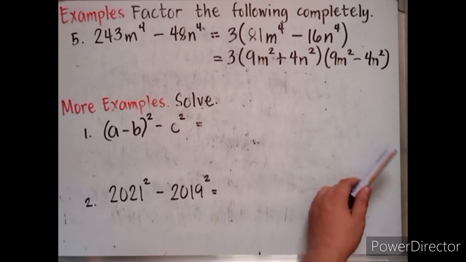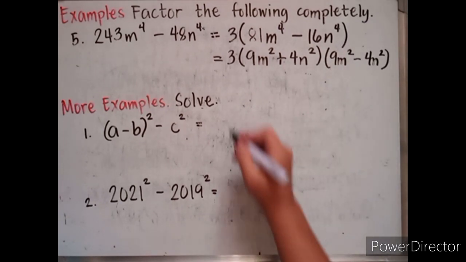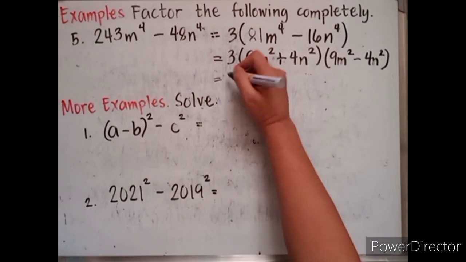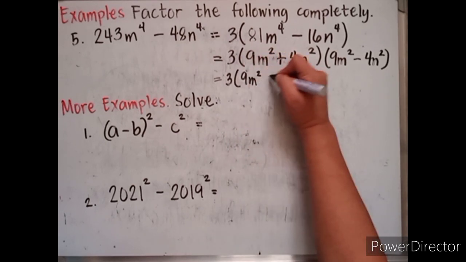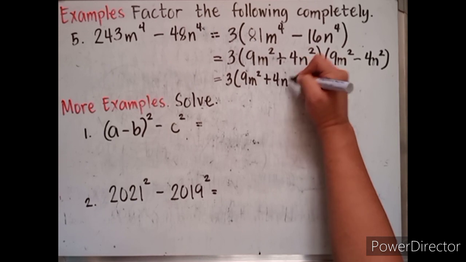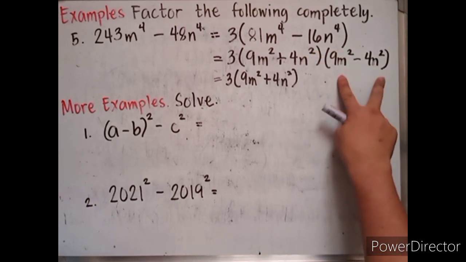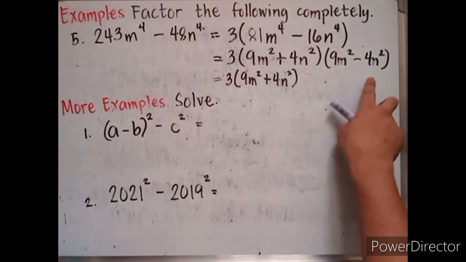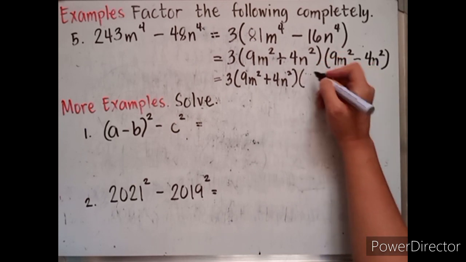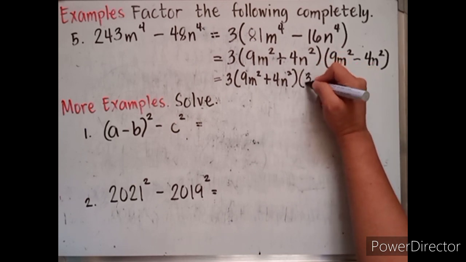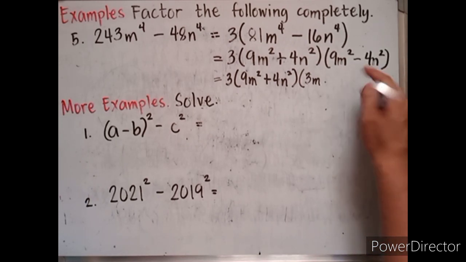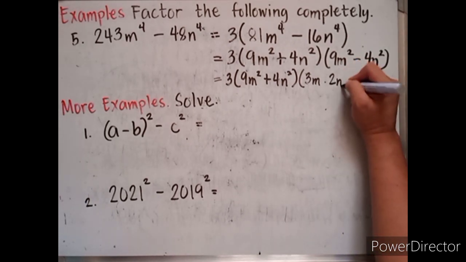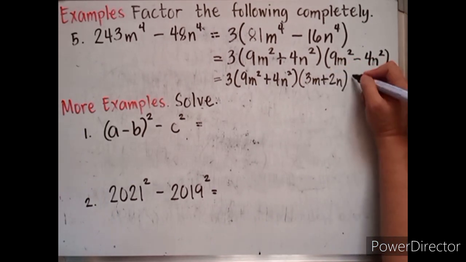Pwede pa itong i-breakdown. So ang gagawin natin, kopyahin natin muna to. So that's 3 times 9m squared plus 4n squared. And then factor naman natin to. DTS pa rin kasi siya. So square root of 9 is 3, square root of m squared is m, square root of 4 is 2, n. So plus 2n. Yan.